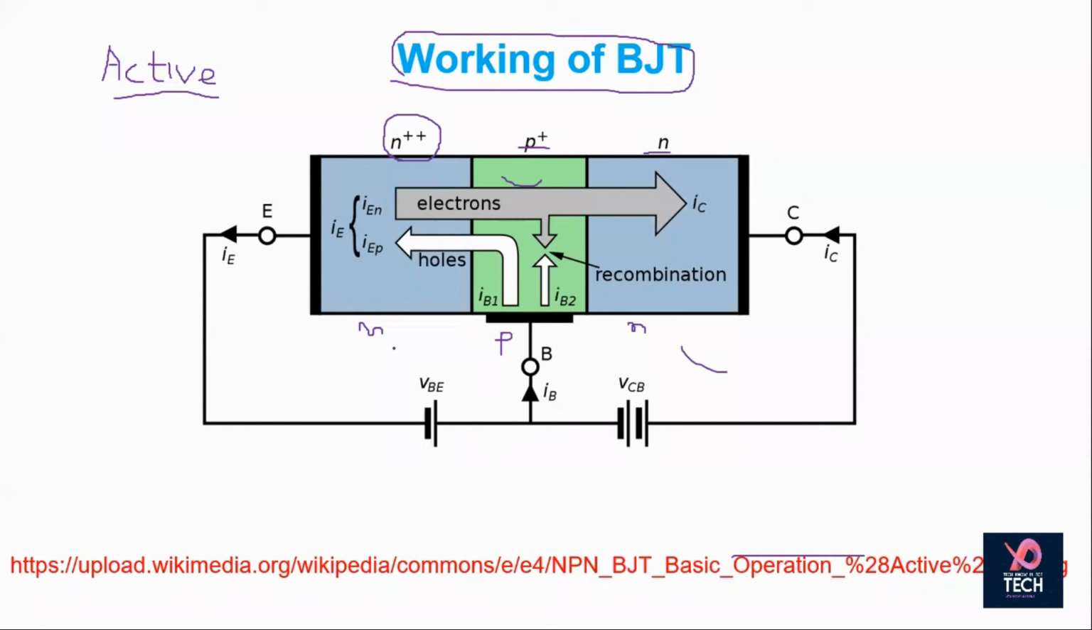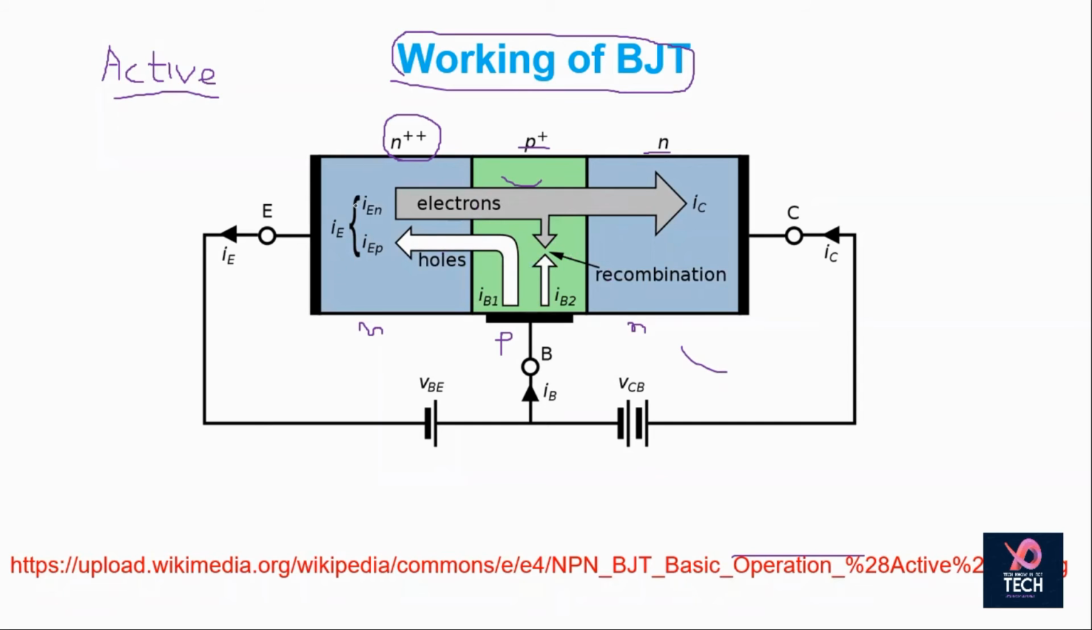Now, when we talk about active mode, this junction is forward biased. That means this junction width is actually reducing, so resistance is less in this particular junction. Similarly, this other junction is reverse biased. Reverse bias means the depletion width will increase and your resistance will be on the higher side.